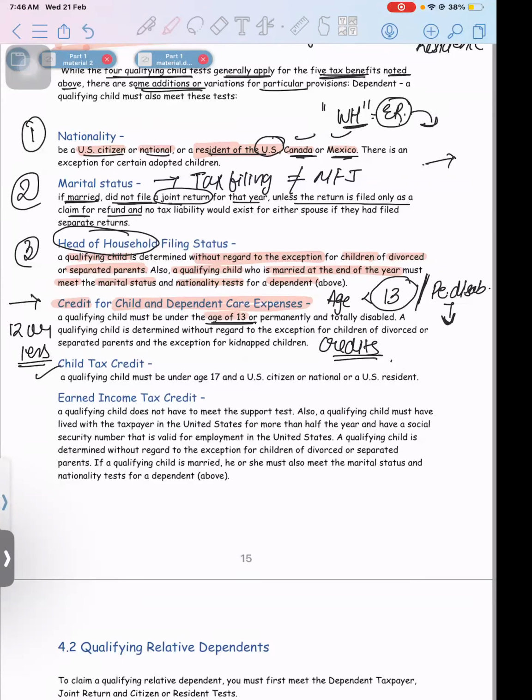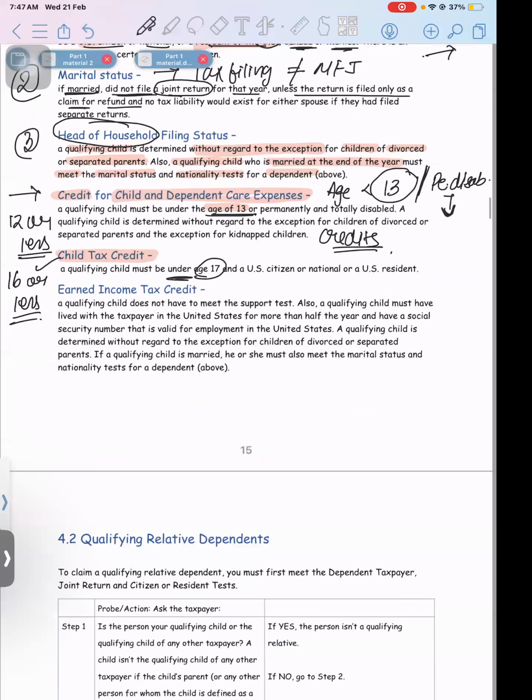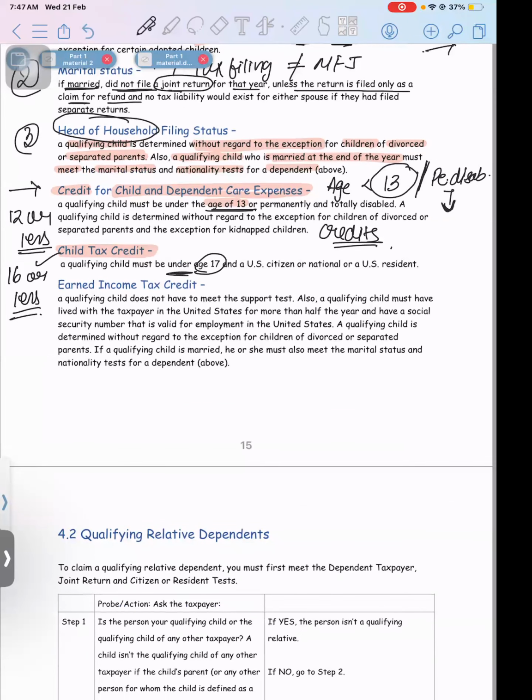Okay. Same way for the child tax credit. If you're going to claim your child as a dependent, you can also receive a child tax credit. And for that, again, the age limit has changed to under 17. So can I say 16 or less? Okay. So these are the three things which we are going to link with the credits chapter.